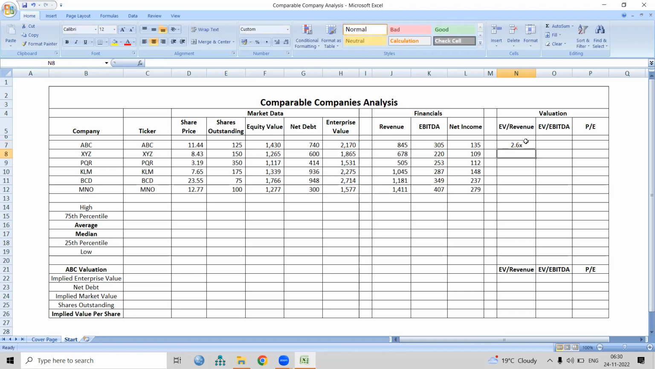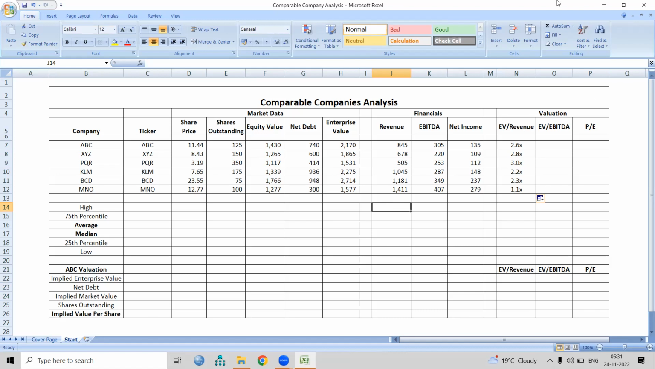Which is nothing but 2.6x, that is 2.6 times. What does it mean? 2.6 times of revenue is the enterprise value as far as ABC is concerned. The next case, XYZ, 2.8x stands for 2.8 times of the revenue is the value of the company as far as XYZ company is concerned.